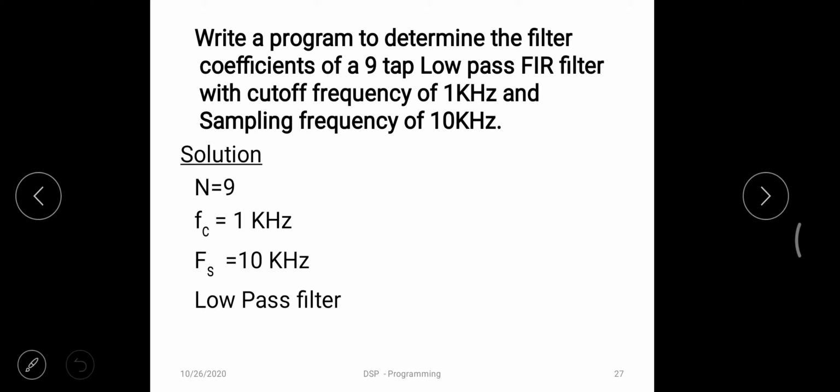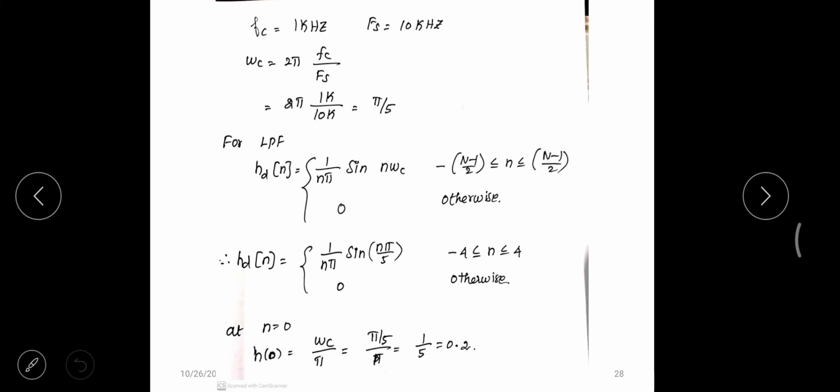And we know that we should give the values of frequency in terms of radians, not in terms of hertz. So we are in the process of converting hertz into radians. And we know the formula omega c is equal to 2 pi fc by fs. So that I have taken here. So fc is 1k and fs is 10k, which means that omega c is equal to 2 pi by 10. So that is nothing but pi by 5.